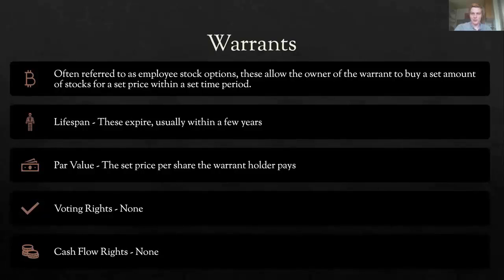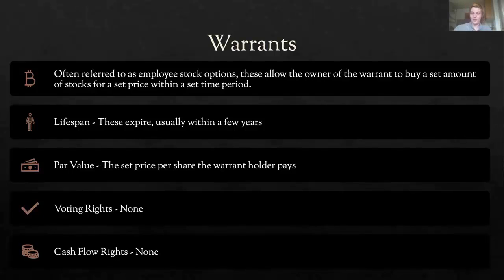So these allow the owner of the warrant to buy a set amount of stocks for a set price within a set time period. These expire, usually they last a few years. The par value is the set price per share the warrant holder pays. These have no voting rights and no cash flow rights.